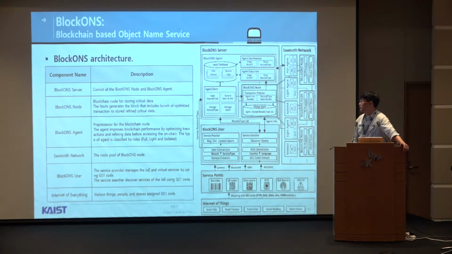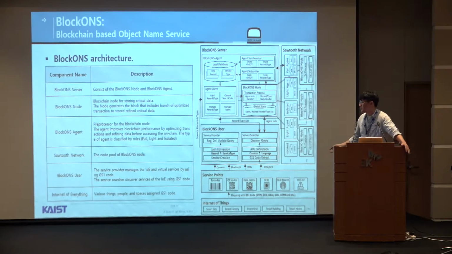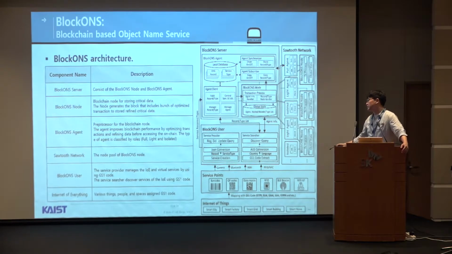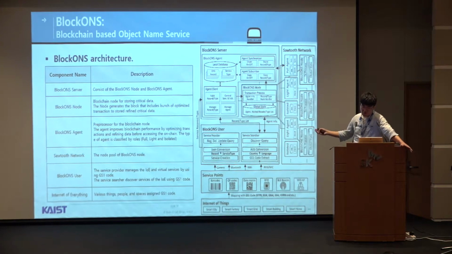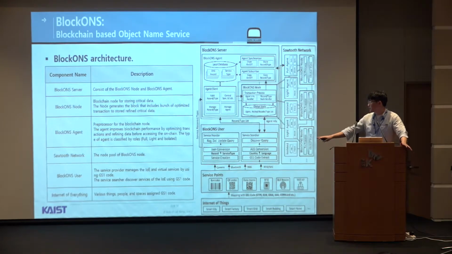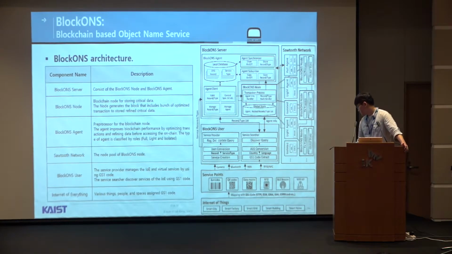And for the Sawtooth network, we use the Hyperledger Sawtooth project to implement our project. And for BlockONS users, there are two roles: the service provider, who provides their service, and the service searcher, who discovers the service they want. And in terms of everything, it is here.